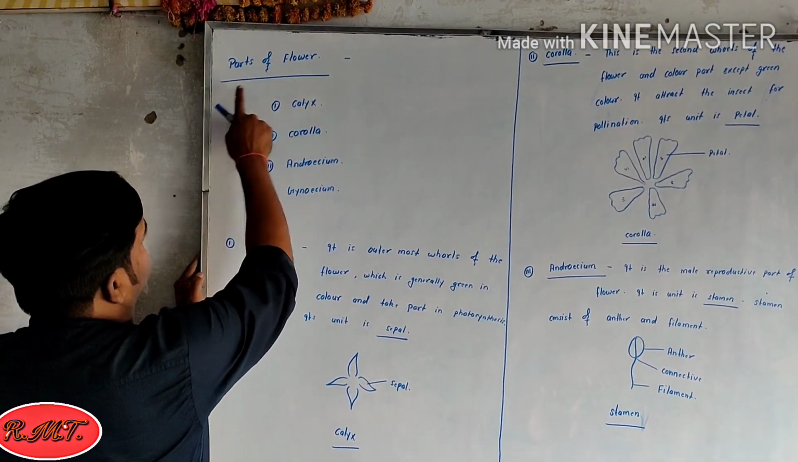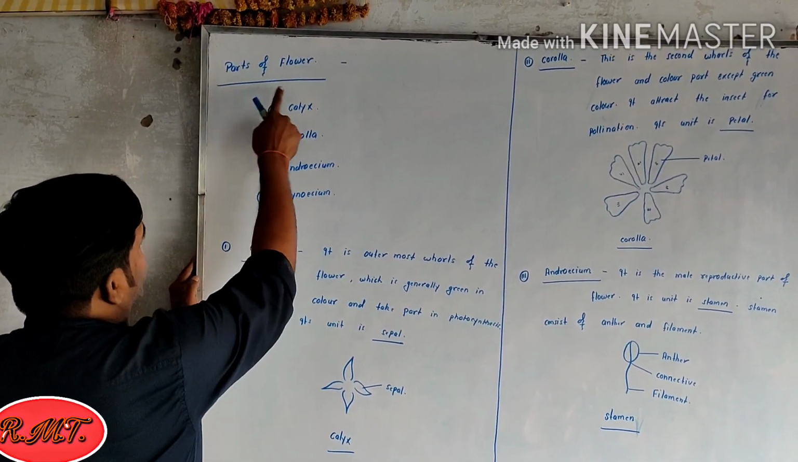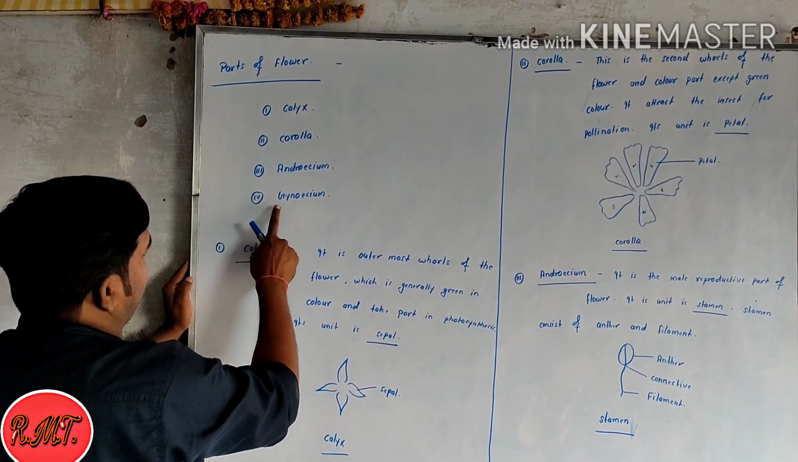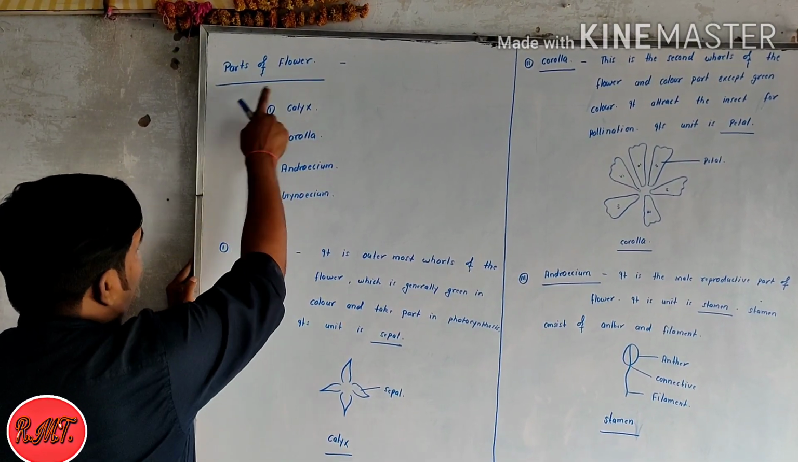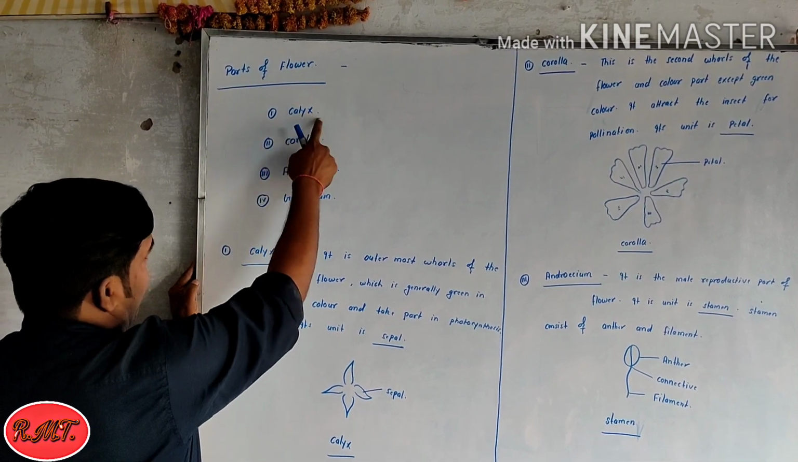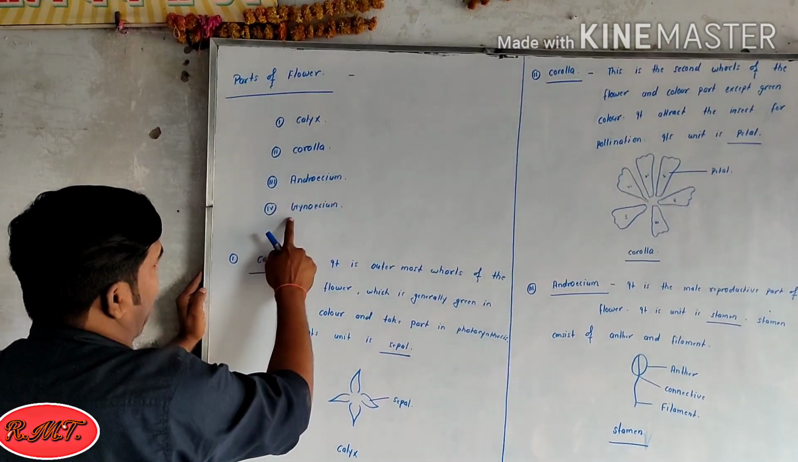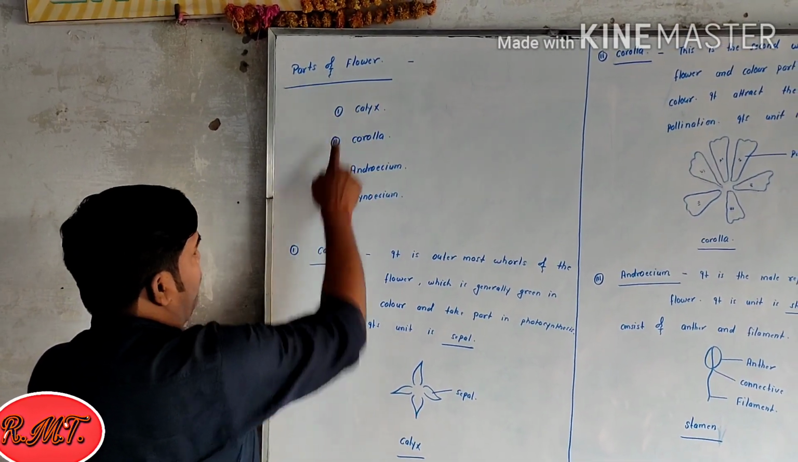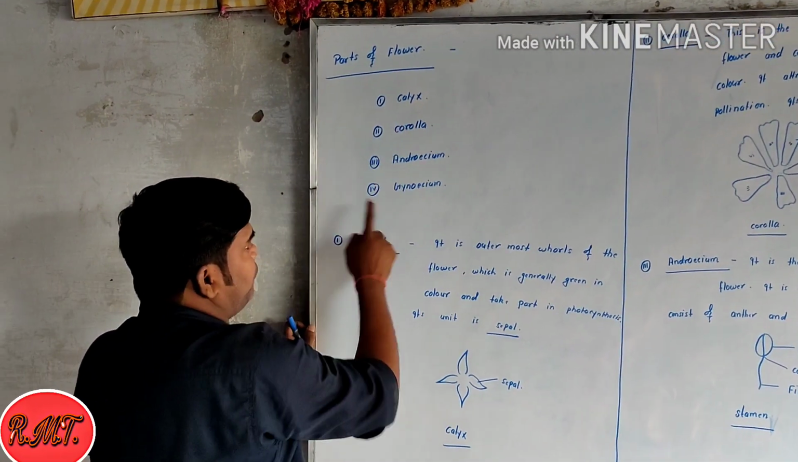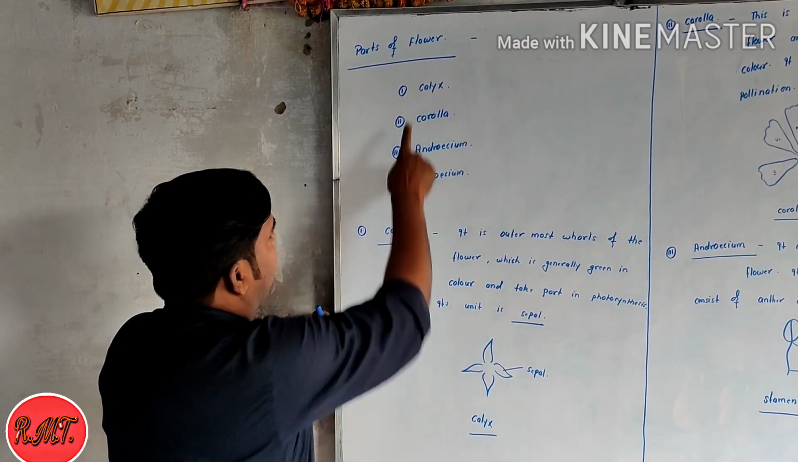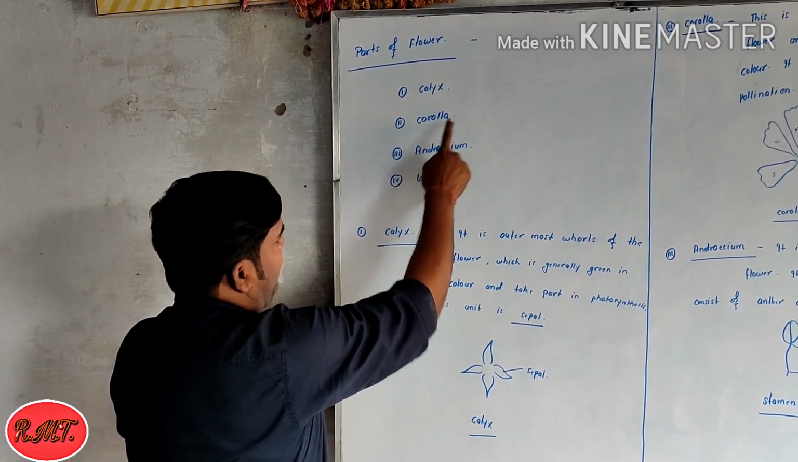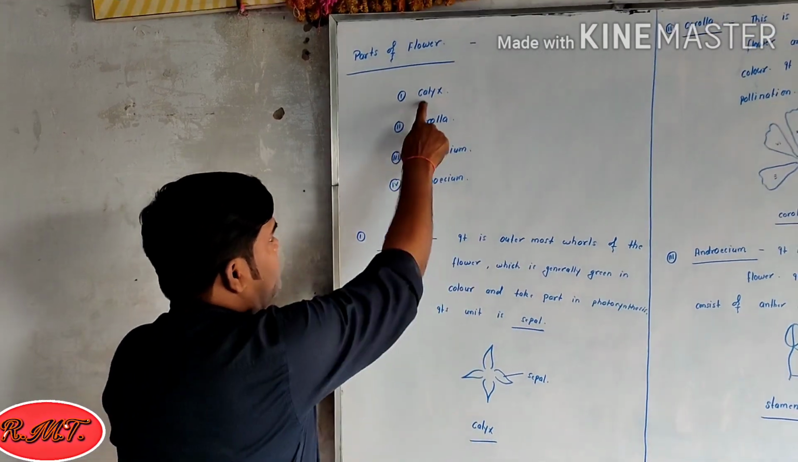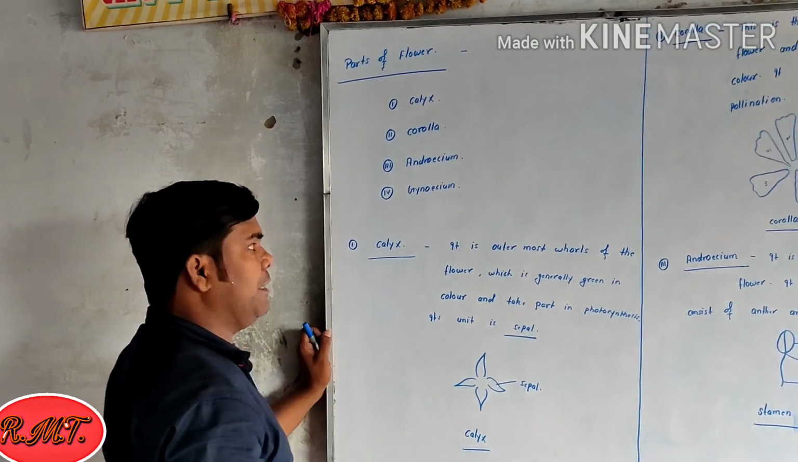Floral parts, that is, parts of flower. The flower has four major parts, that is calyx, corolla, androecium and gynoecium.